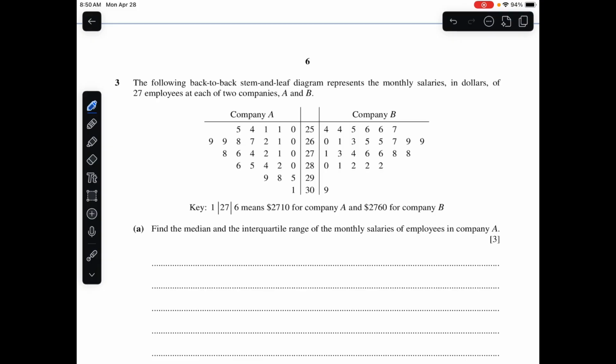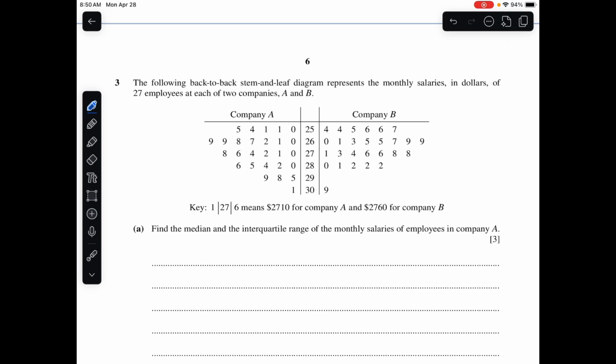So we have two companies, A and B. Now we need to find the median and interquartile range of the monthly salaries of company A. You need to read the key. Here the key indicates that 1 | 7 means 2,710. Got to remember, it's not 271, it is 2,710. So that's an important piece of information.